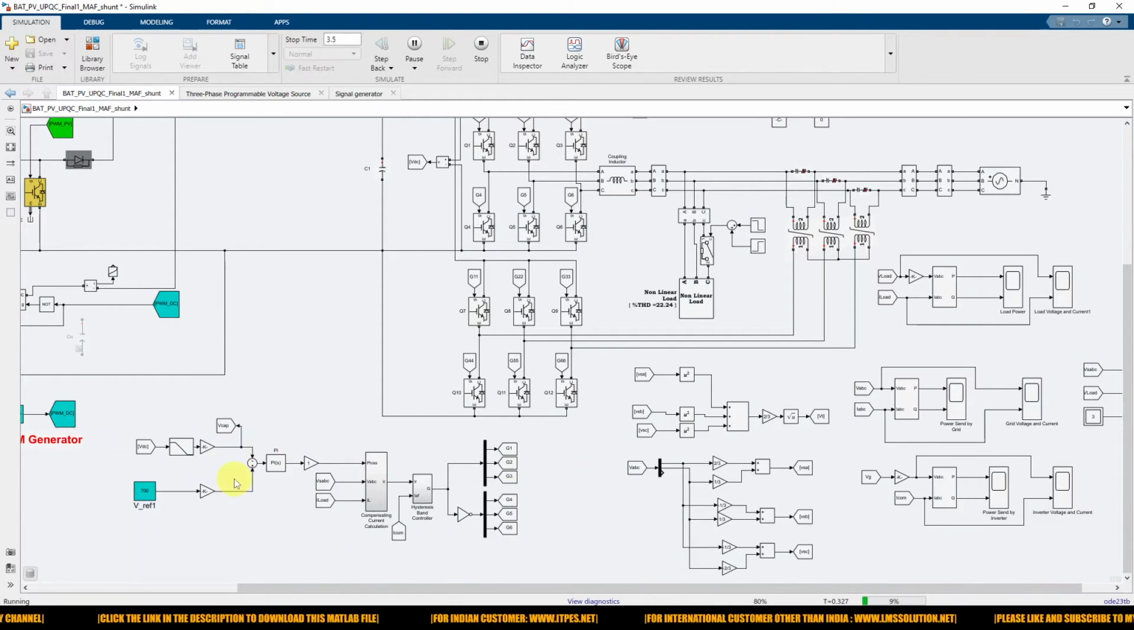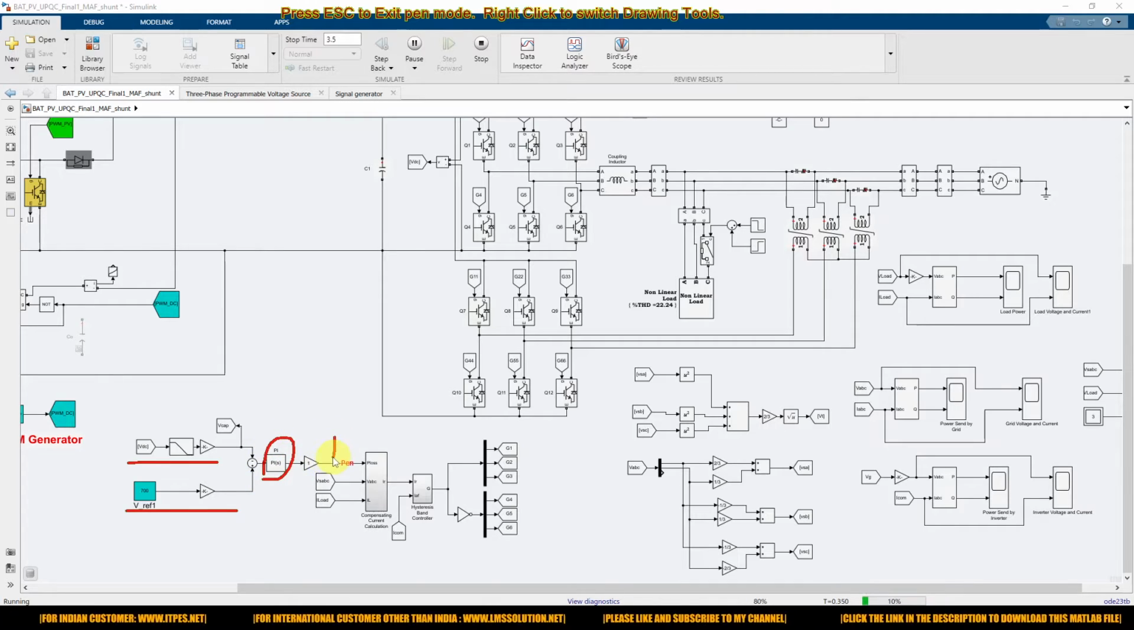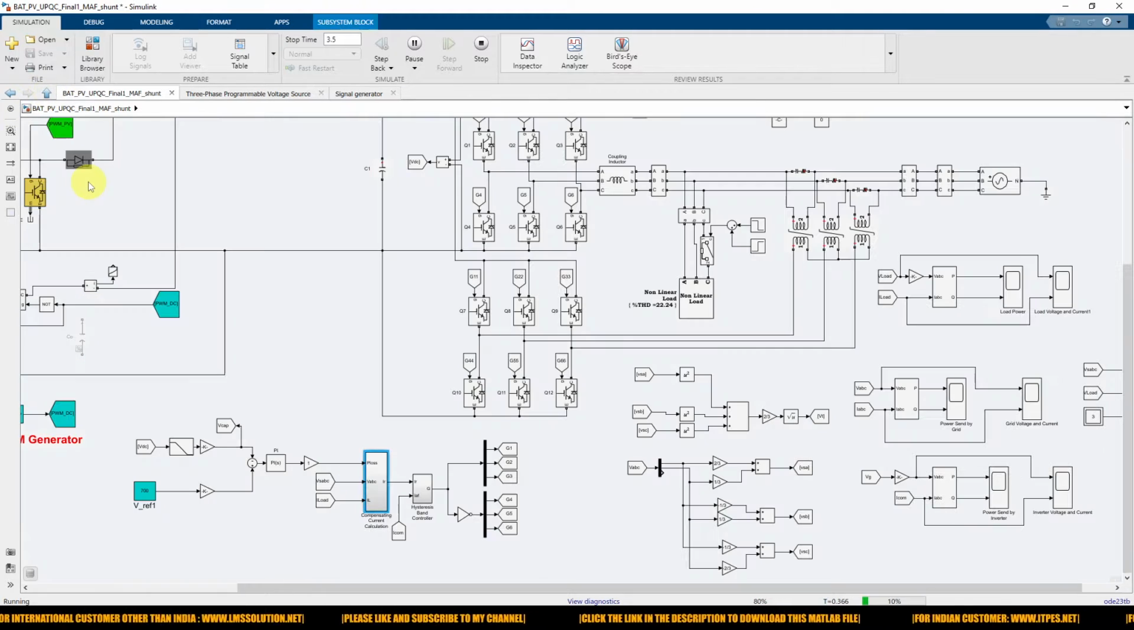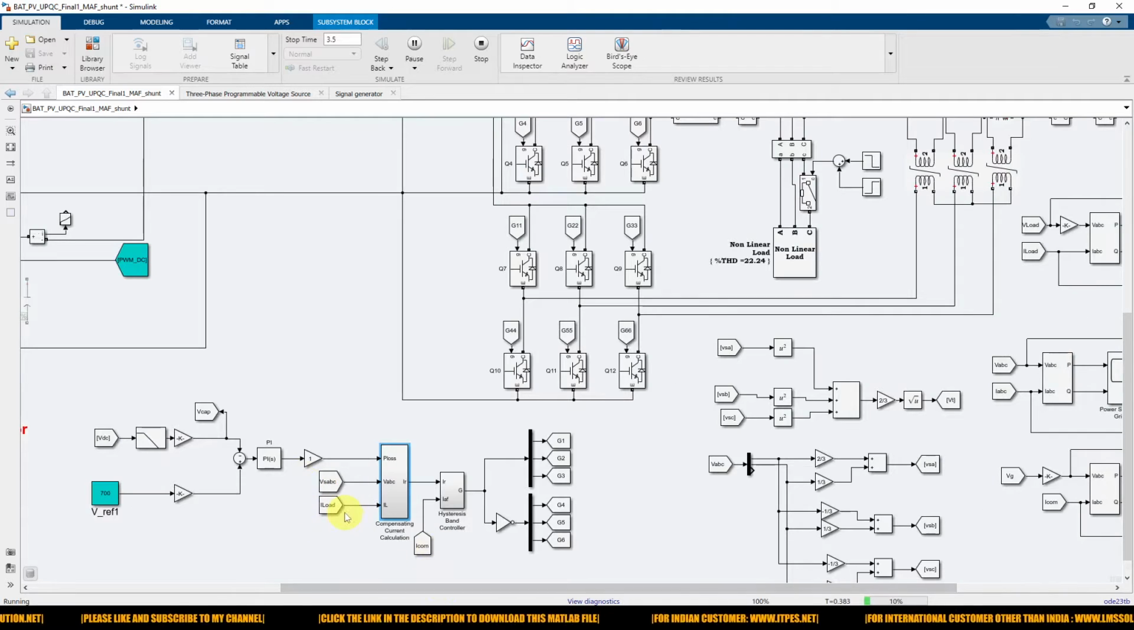So that means again we are going to measure the DC link voltage, and it's going to be compared with the 700 volt, because we need to maintain the DC link voltage around 700 volt, and then it's going to be processed via the PI controller. So it will generate a loss power. So here we are going to use the PQ theory concept, okay. So by using PQ theory, we are going to generate the components or reference current for controlling that shunt active filter, okay.